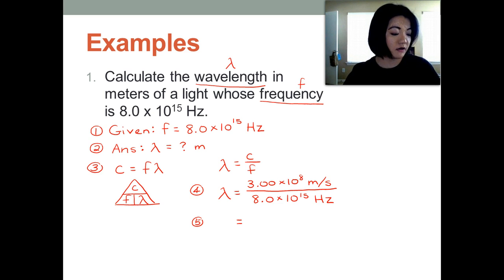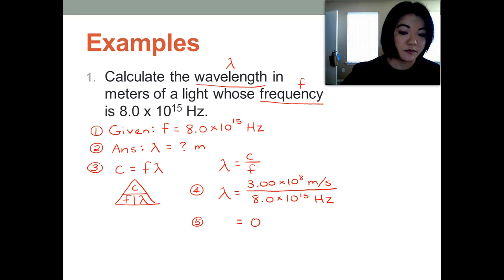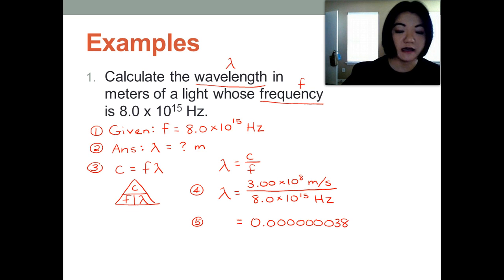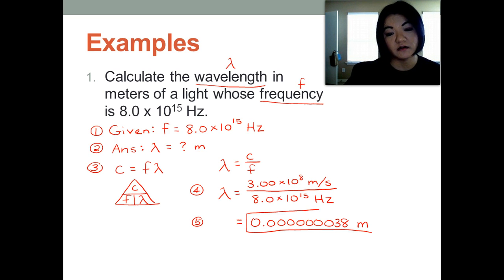And my calculator, oh, that's a lot of zeros that it gave me. Let's see, 7 zeros: 1, 2, 3, 4, 5, 6, 7, then 3, 8. And the answer is in meters. Alright, and that's the answer. So that's number 1.